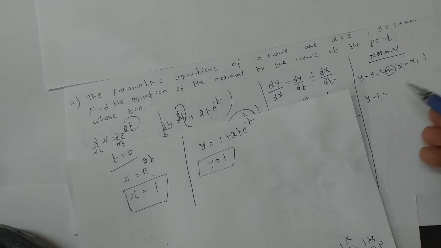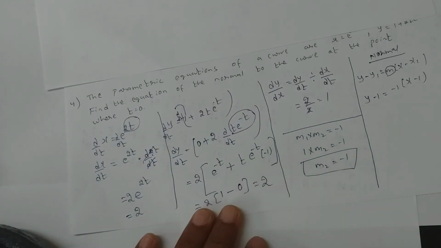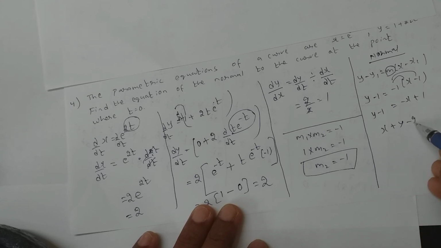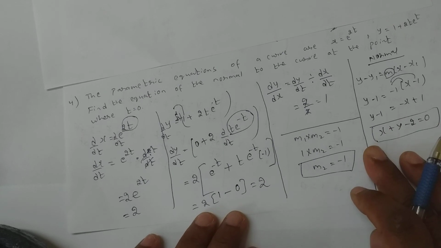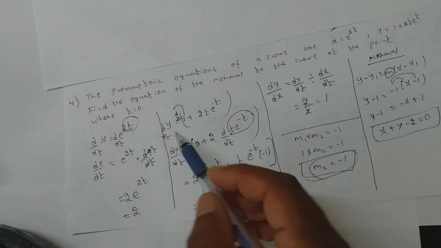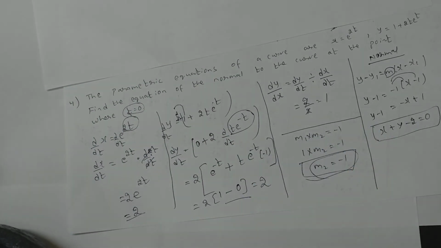So place it in this now. Y minus 1 equal to slope, we got minus 1, into x minus 1. So how much will you get? Y minus 1 equal to minus x plus 1. So bring it here, x plus y minus 2 equal to 0 is the equation of the normal. Did you understand? Whenever a normal is there, this is compulsory. And whenever t values are directly given, I can place them here instead of writing them here and then substituting at last, I can substitute first. Thank you.